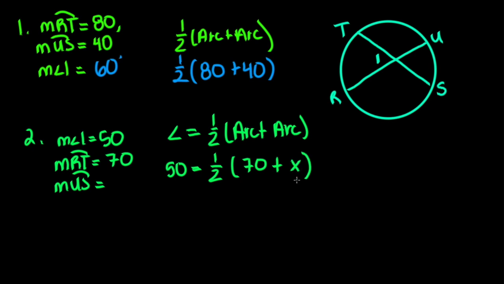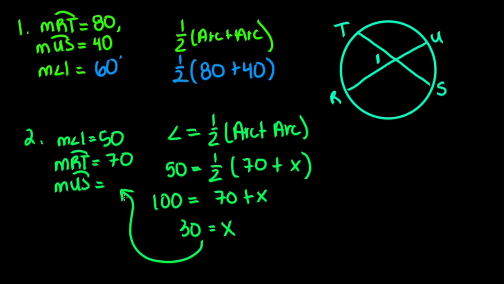The best thing to do here is to multiply both sides by 2 so that we can remove the fraction. So we're going to be left with 100 equals 70 plus X. And then if we subtract 70 from both sides, we're going to get that 30 equals X. So the measurement of arc US is going to be 30.